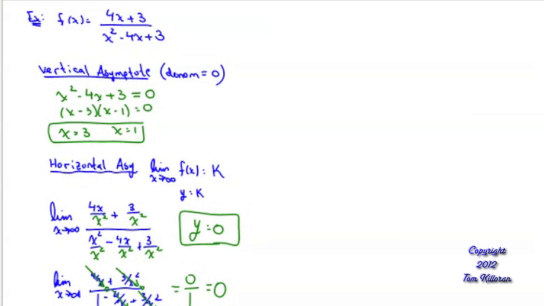Where's the k at? In this case, k is equal to 0. k is just some number. It could be anything. That's what we're looking for, though.